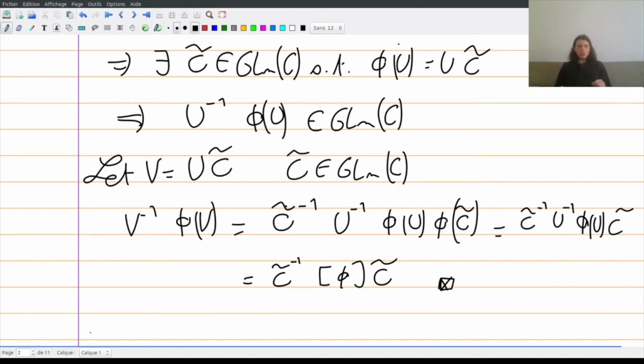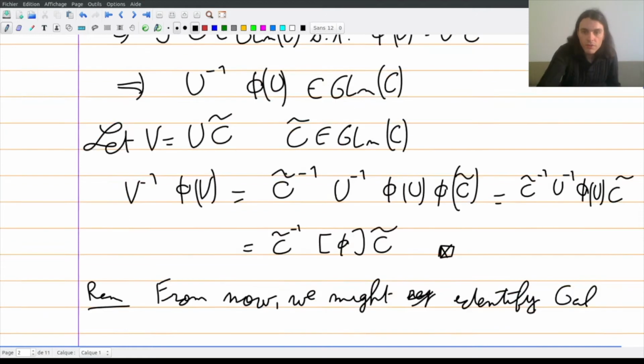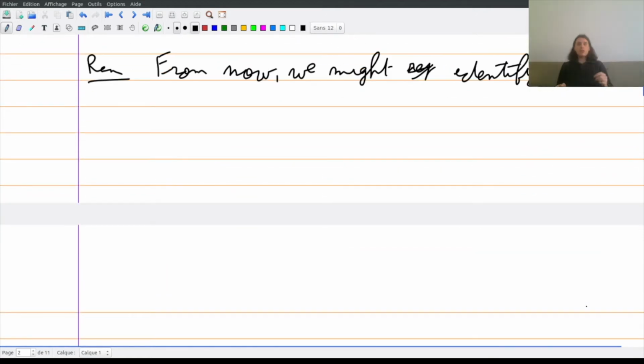So let me make a remark. From now on, we might identify the Galois group with its image inside GL_n.